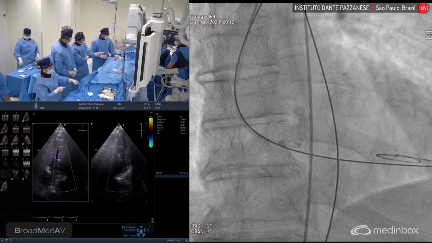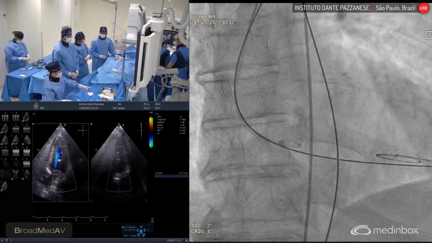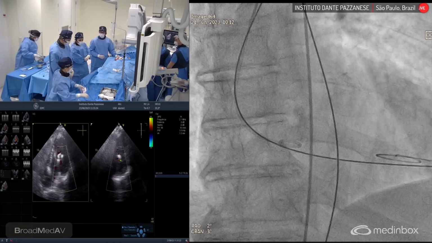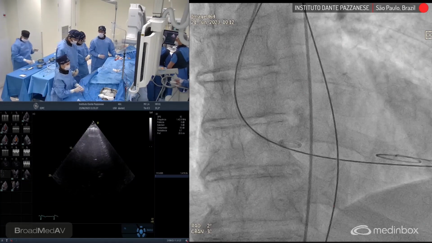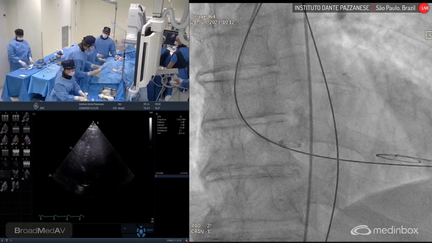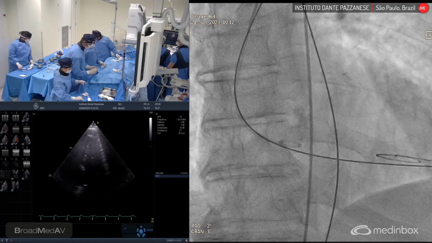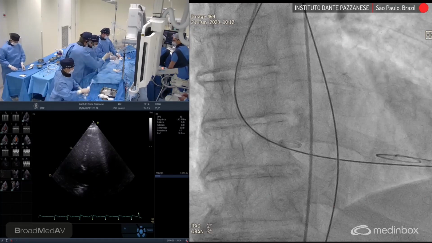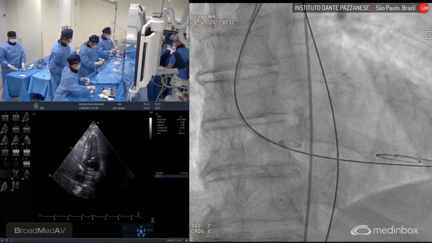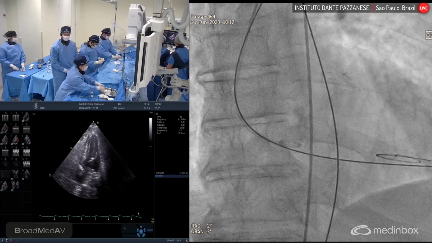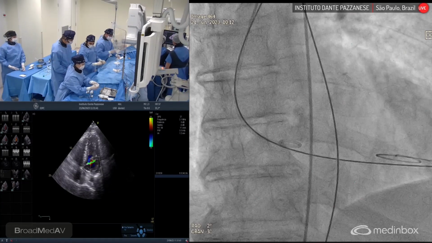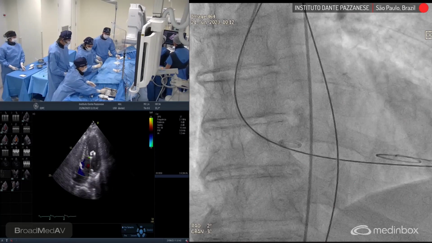So now, Fausto, Alberto, we are ready for the pre-dilation. Pacemaker: we're going to use an LV wire for pacing, and we're going to pre-dilate with a 23 balloon, right? Yes, a 23 balloon. We usually perform a pre-dilation when we are dealing with a bicuspid valve.